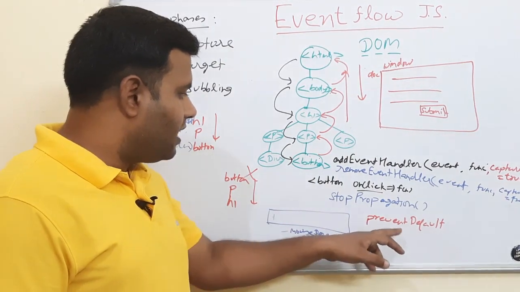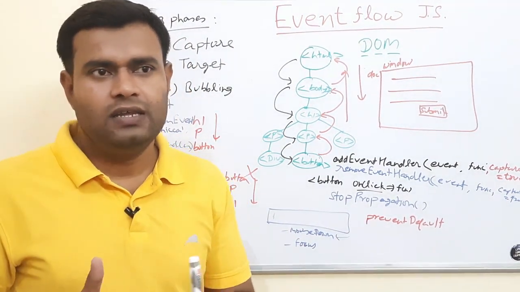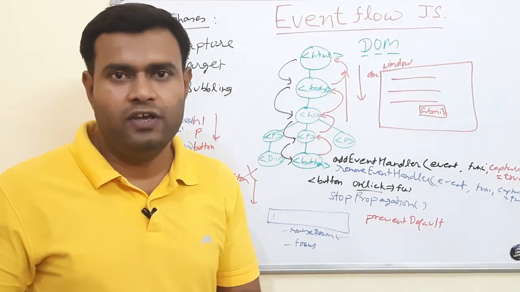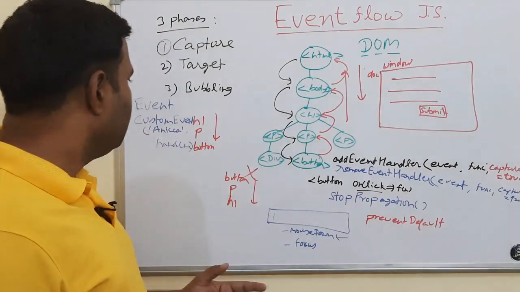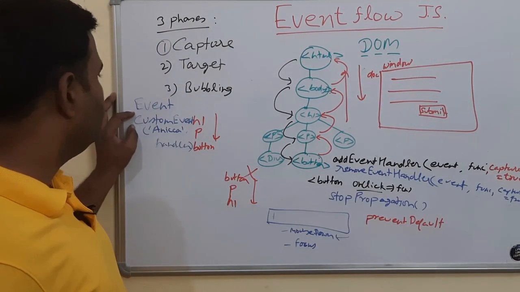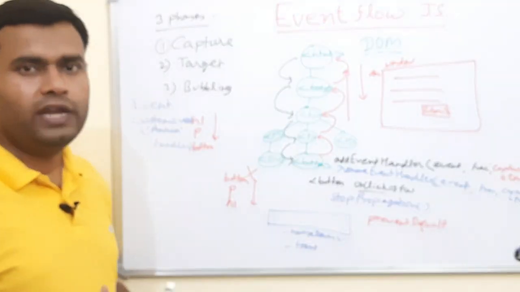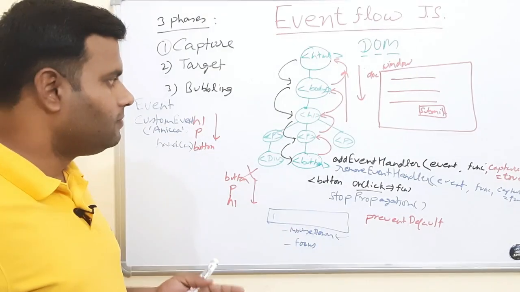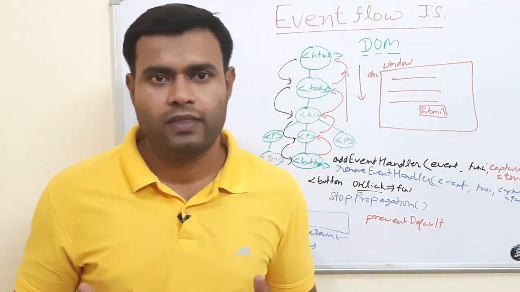And another important function is prevent default, to cancel the default behavior of that particular event handler if it is cancelable. Similarly, there is another thing called custom event, not a function, basically an object which you can create to create your custom events. So this is all about event flows in JavaScript.